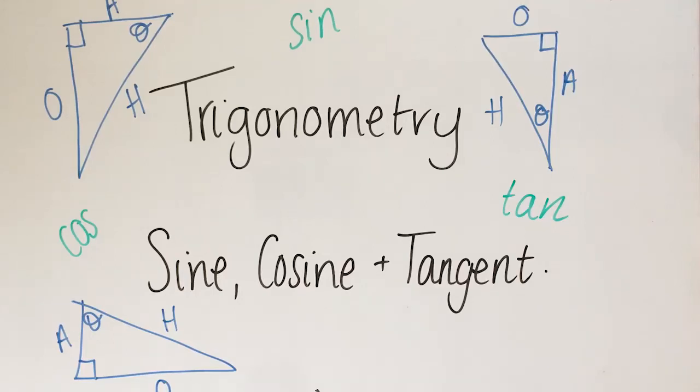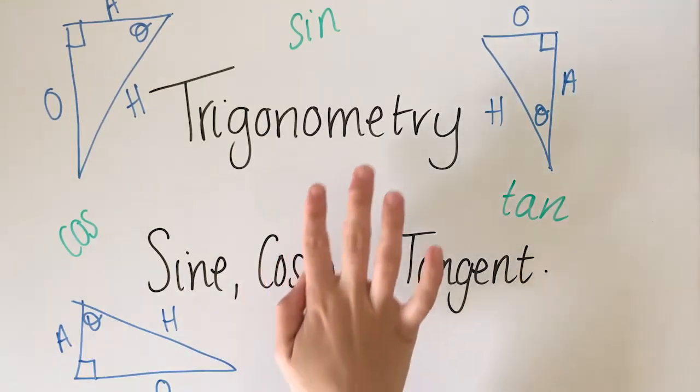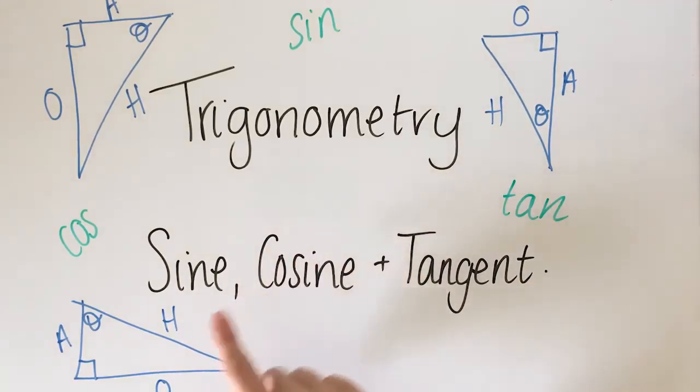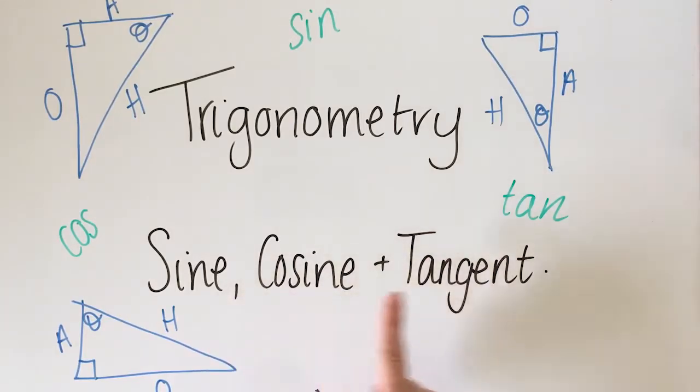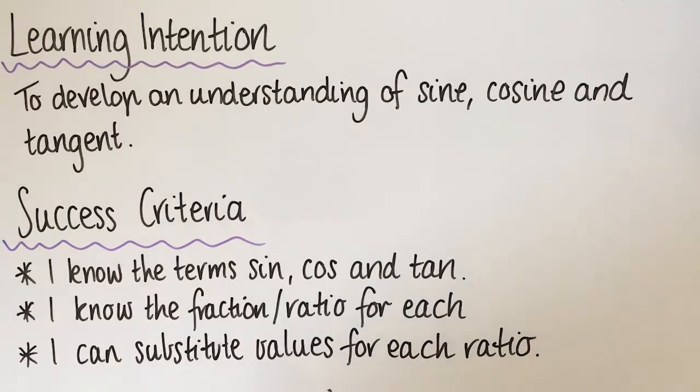In this lesson, what we're going to be learning about is trigonometry and the trigonometric ratios, sine, cosine, and tangent. So this is going to be a brief introduction to these three things. All right, in this lesson, we're going to develop an understanding of sine, cosine, and tangent.